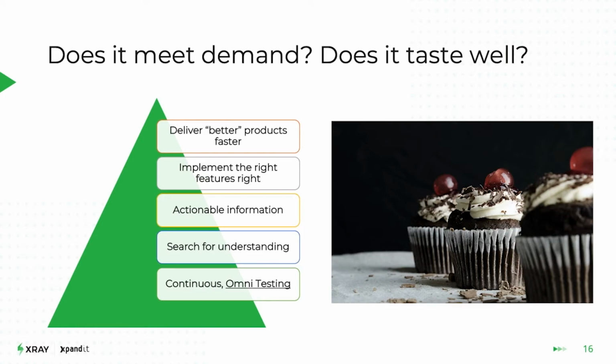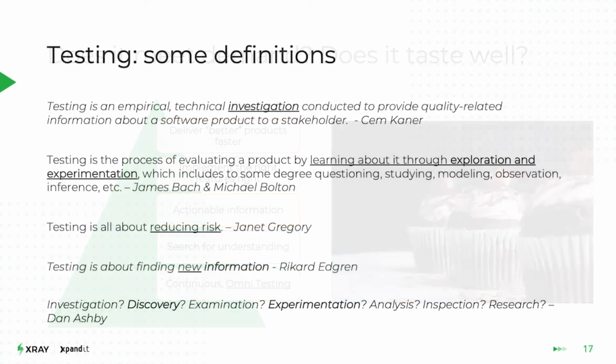That's why we are calling it omni-testing. Testing should be present in each stage of the development process. If we look at some definitions from several authors, we can clearly see some common words here. For example, investigation, learning through exploration and experimentation, and the factor of reducing risks is getting more and more important.